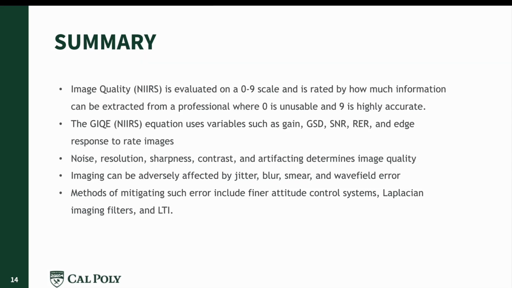So just to summarize everything we've gone over, essentially NIIRS is an image quality index that describes subjectively how much information you can extract from your imaging. There are a few variables at play that influence this number, and a few things that play into the quality of the image itself, such as artifacting, contrast, and sharpness. And there are also some factors like jitter, blur, and smear, or wave field error that can make your imaging poor. Luckily, there are some methods for mitigating these, some of which require more money, but some of which are pretty easy to implement.